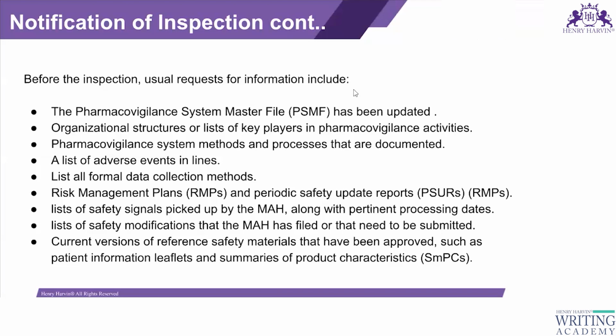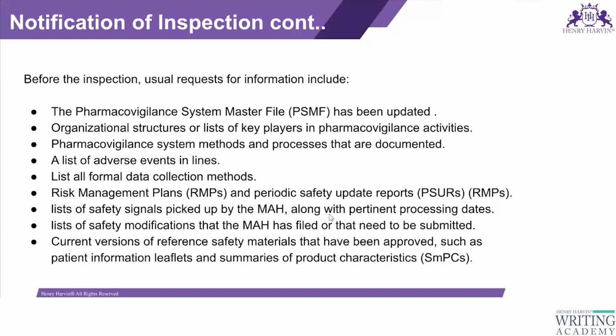Then, before the inspection, usual requests for information include the following. These are the documents the inspectors can ask for and what must be updated before the inspection. First, the pharmacovigilance system master file has been updated. Before the inspection, the company has its pharmacovigilance system master file, which contains all the details about the pharmacovigilance activities for the drugs: what system and database they are using, what activities they have completed, and how these activities are done. So all that information is given in the pharmacovigilance system master file, and it has been updated.